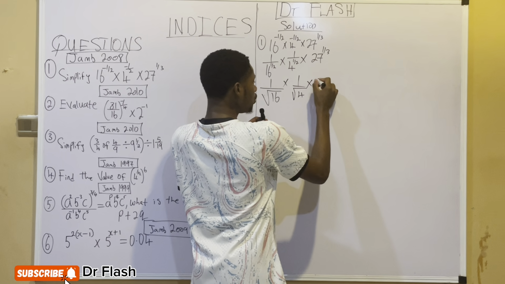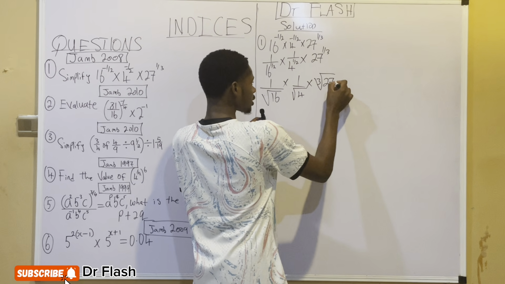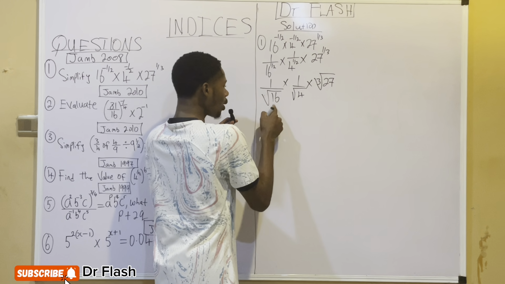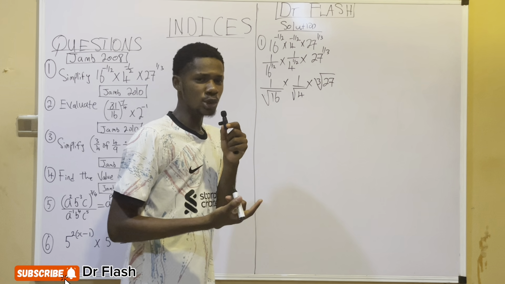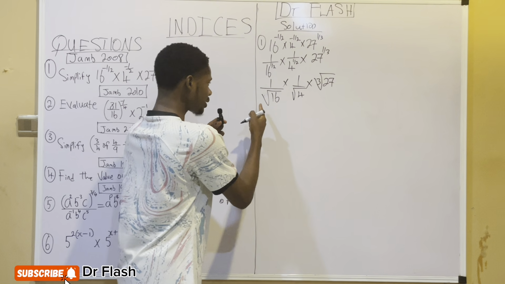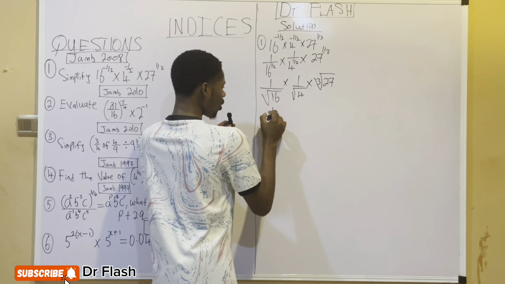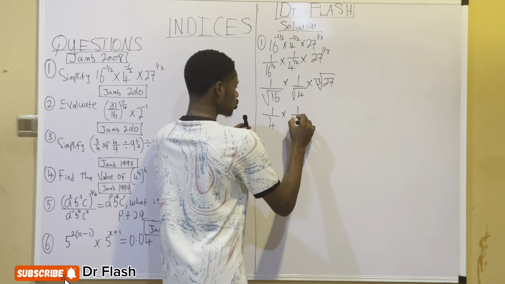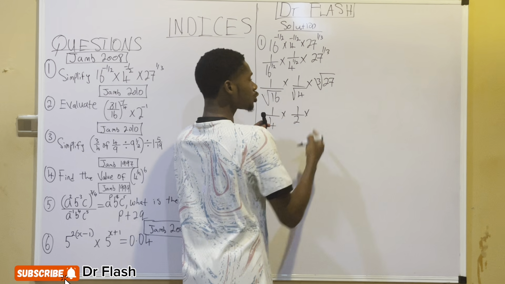We're going to have the cube root of 27. Okay, the cube root of 27. Now, 1 over, what is the square root of 16? What number do you multiply by itself twice to get 16? That is 4. So I'm going to have 1 over 4 times 1 over, the square root of 4 is 2. We're going to have 2 times the cube root of 27.